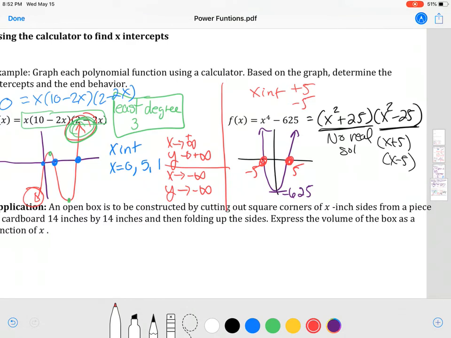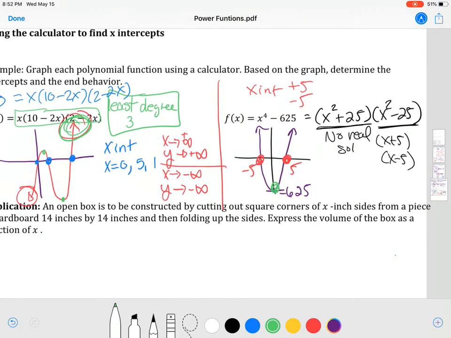If you look at the number of turning points that we have, one turning point, that means the smallest degree that this polynomial could be would be degree 2. However, it could be a degree more than that. And if, as you see, this is a degree 4.